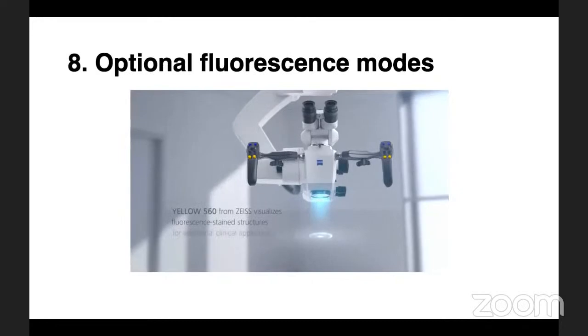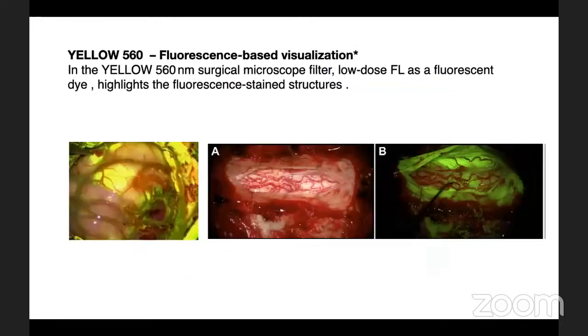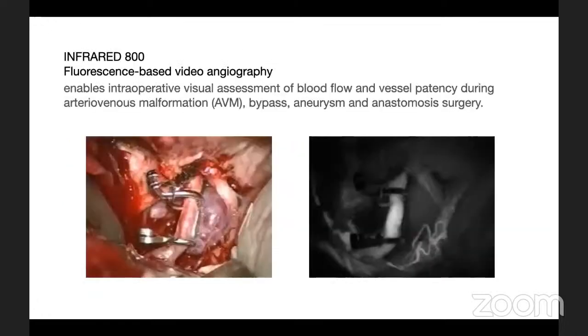Optical fluorescence modes: especially when you use the yellow 569 filter with the help of low-dose sodium fluorescein, the fluorescent dye, it highlights fluorescent-stained structures like intra-axial brain tumors or intramedullary spine tumors. And infrared 800 fluorescence-based video angiography is especially used for intraoperative assessment of blood flow in aneurysm clipping, AVM, bypasses, and anastomosis surgeries.